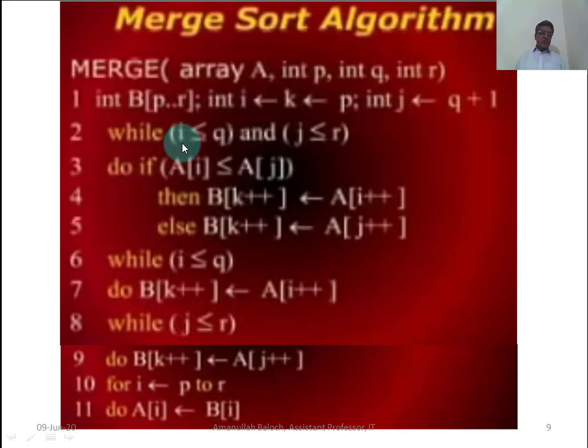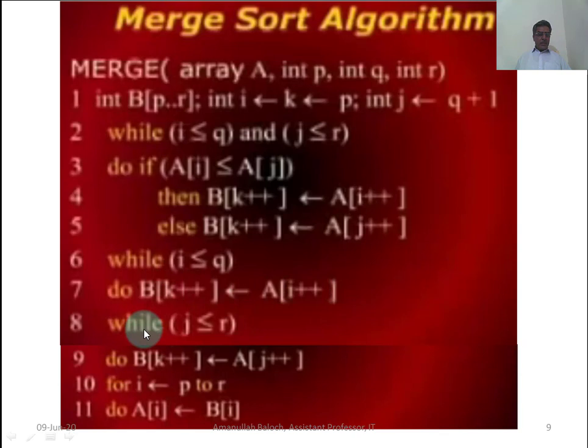So the value of I is 1, 1 is less than 4, so the condition will be true, and the value of j is 5, 5 is less than 8, so both conditions will be true and the while loop executes. Statements 3, 4 and 5 are in the body of this while loop. There is another while loop where I is less than or equal to q, and the body of this while loop contains a single statement.